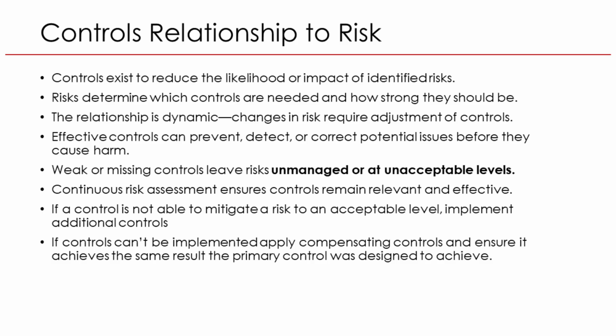If one control isn't enough, you can add another or use a compensating control. For instance, if your system doesn't have biometric login, you can use two-factor authentication to provide similar protection. In short, good controls must always match the level of risk, and when risks change, controls must change too.